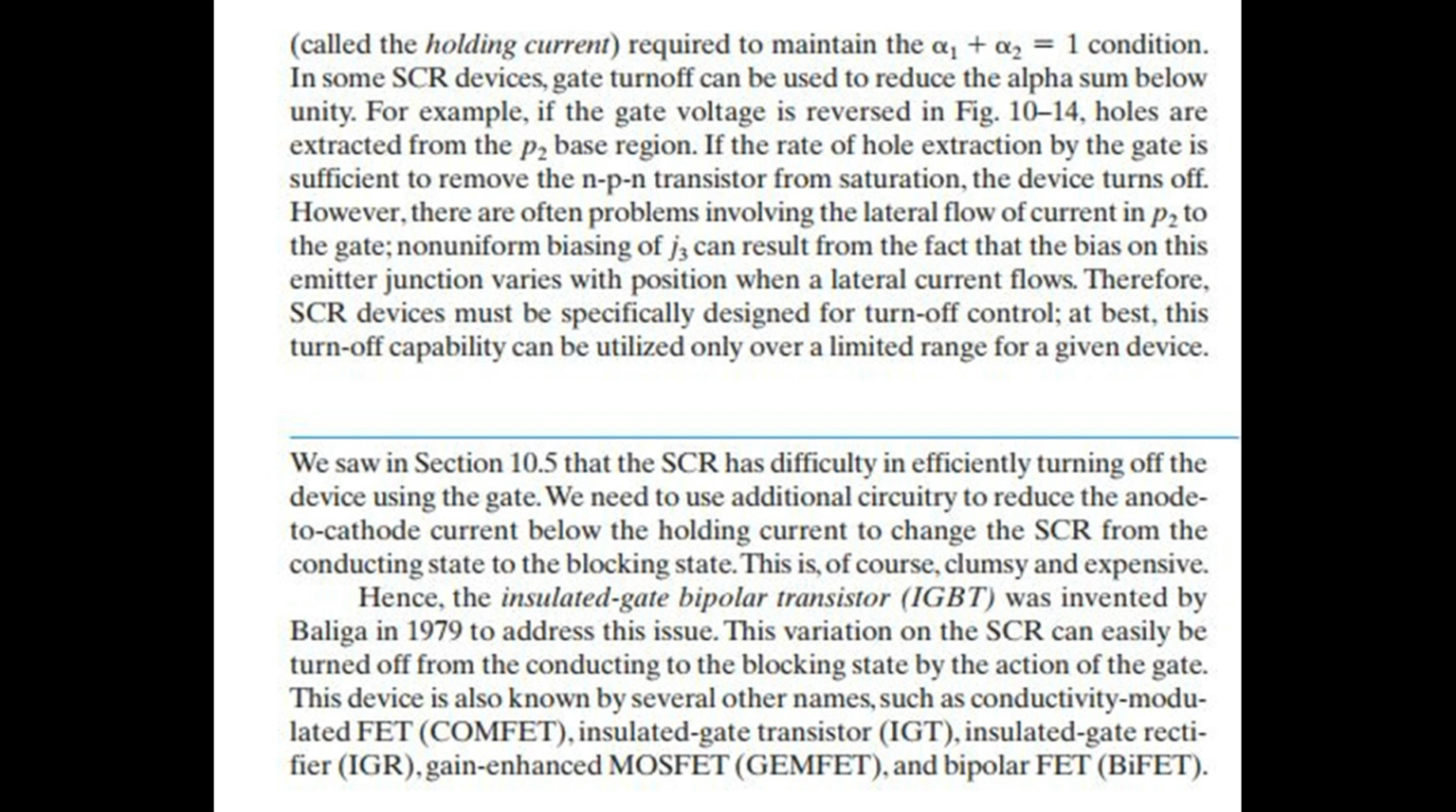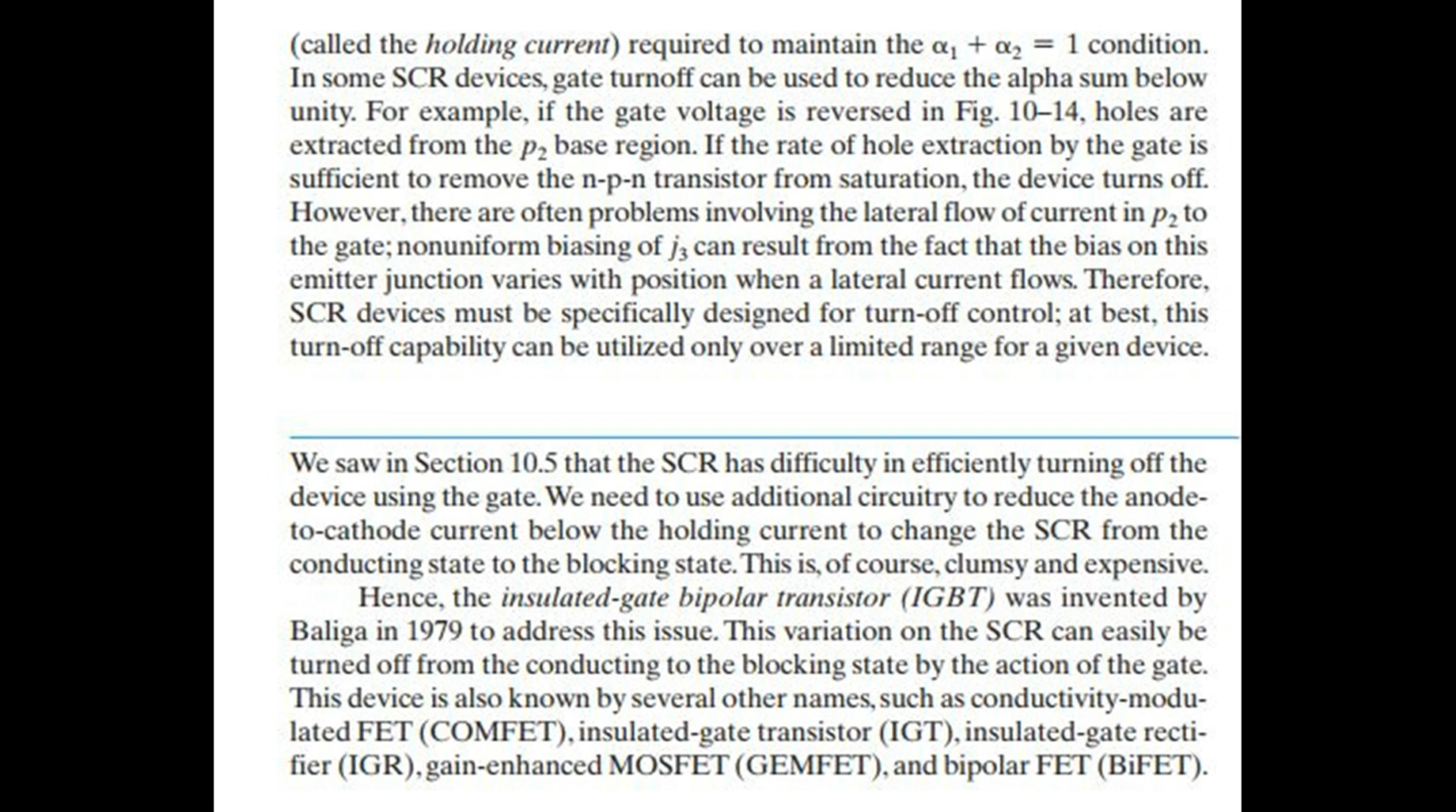We saw in section 10.5 that the silicon-controlled rectifier has difficulty in efficiently turning off the device using the gate. We need to use additional circuitry to reduce the anode to cathode current below the holding current to change the SCR from the conducting state to the blocking state. This is, of course, clumsy and expensive. Hence, the insulated gate bipolar transistor, IGBT, was invented by Baliga in 1979 to address this issue.